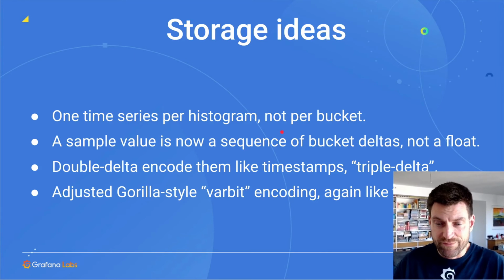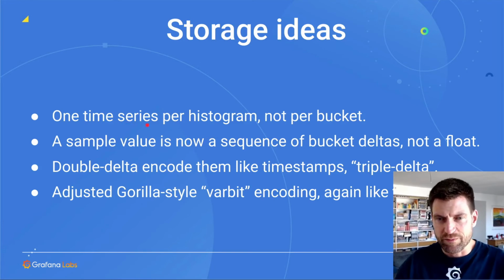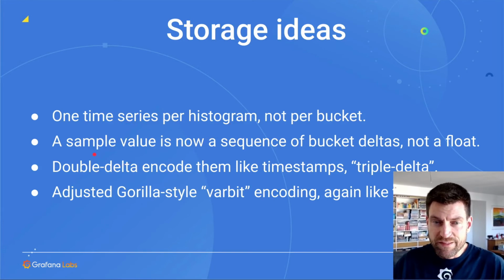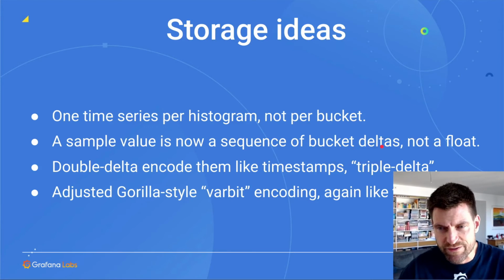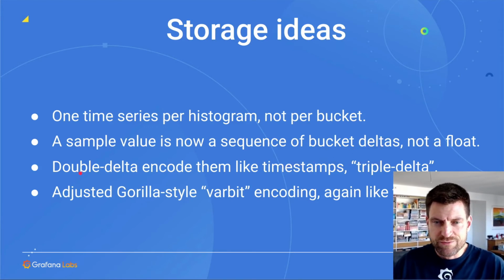Also because cardinality is the bottleneck currency in a metrics-based monitoring system. So now we say we can have a lot of buckets, but it will still be one series per histogram. But that means a sample value is now a sequence of buckets instead of a float. And we can take the bucket deltas to have smaller numbers. And those values, why not? We can encode them in the same way we already encode timestamps, which is a double delta encoding. So I call it triple delta because we double delta encode a bucket delta, right?